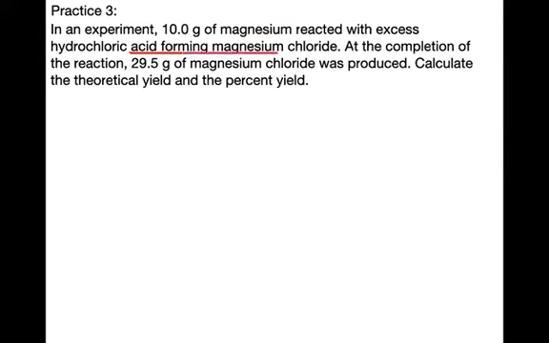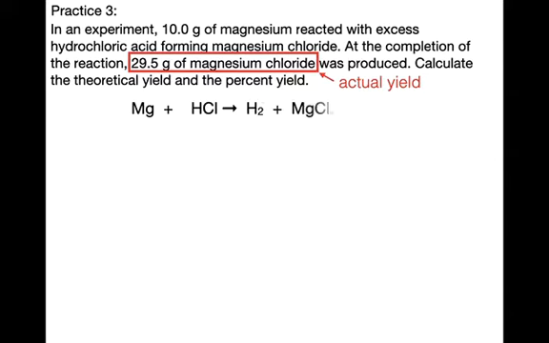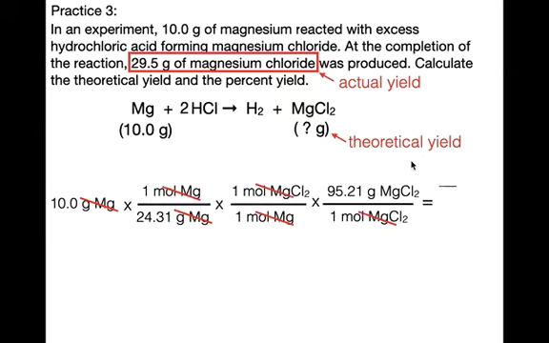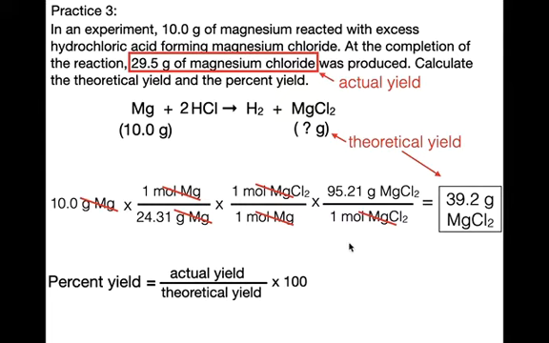Okay. The actual yield, our balanced equation, starting with 10 grams of magnesium. The magnesium chloride will be what we need to calculate, the theoretical yield. Theoretical yield, 39.2 grams. Dividing that into the actual yield given in the problem gives us 75.3%.